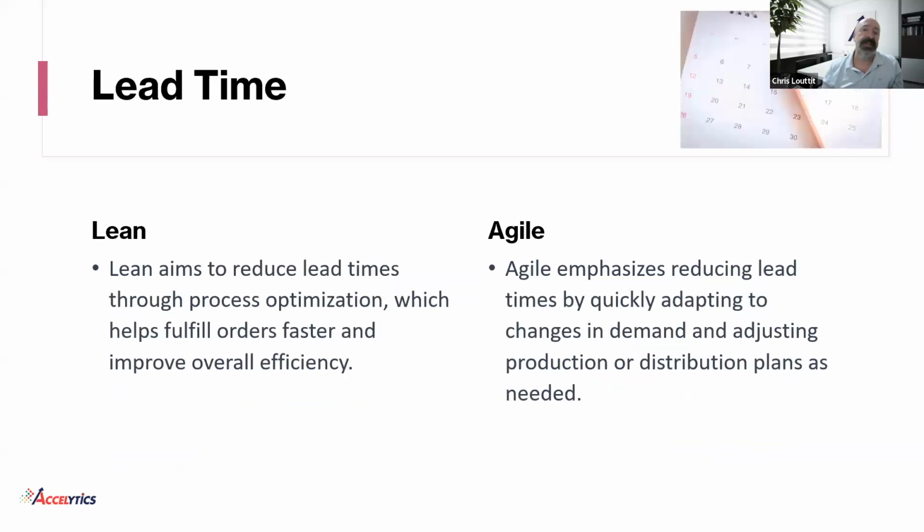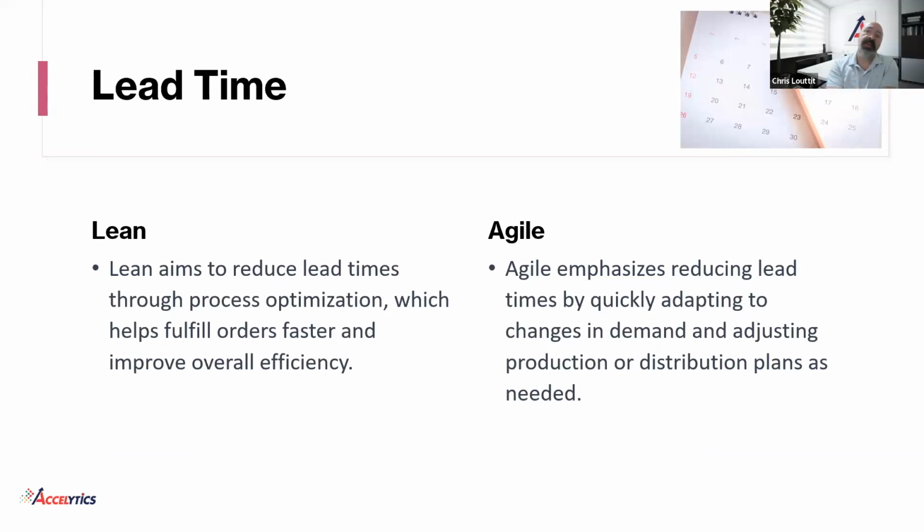Okay, the next one is lead time. Lead time actually kind of daisies off of your production processes. By having an efficient process, you reduce your lead times, which helps you fulfill your customer orders faster and improve your overall efficiency.